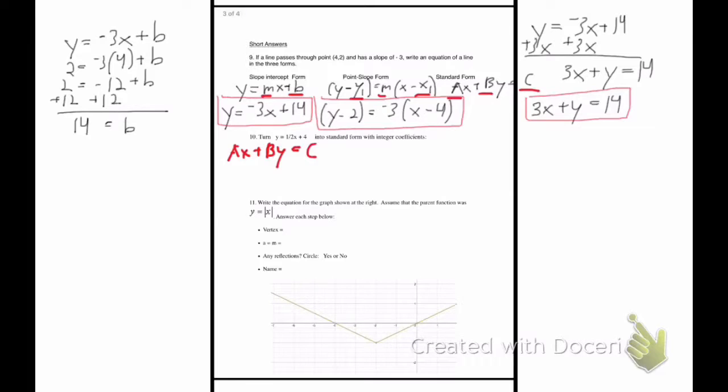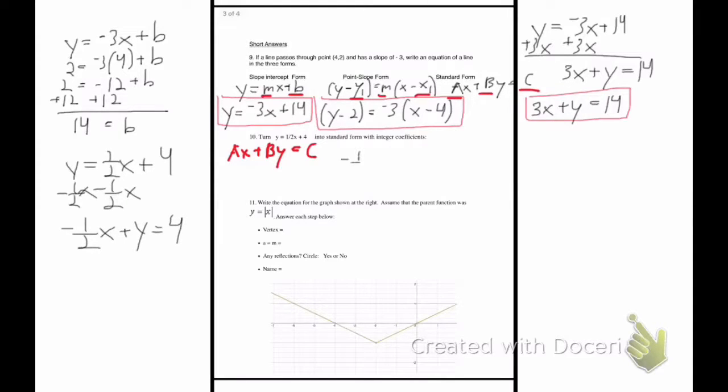When we bring over the half x, I'll write on the left column. We have 1/2 x plus 4. We're going to bring over that half x to the other side. And we're left with negative half x plus y equals 4, like so. Okay, but we're not done yet.